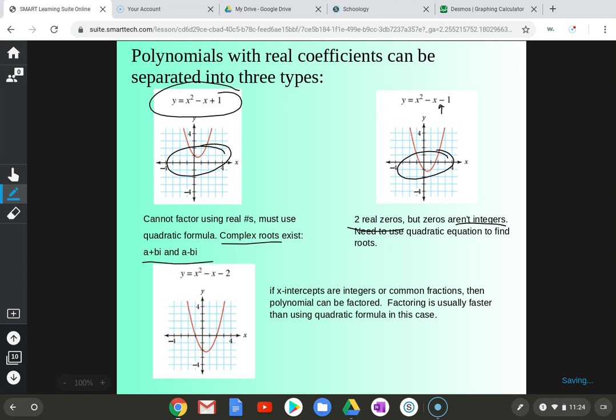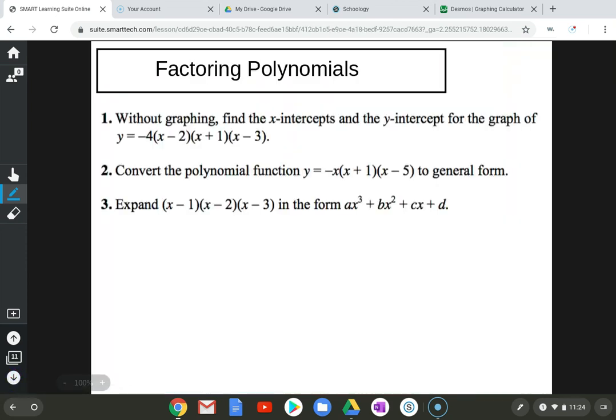By the way, if you have non-real roots or non-integer roots, the easiest way to find those roots is to use the quadratic formula. And then, of course, if you have 2 real integer roots, then factoring is always fastest. That's why we say factoring is our friend. Yay, factoring. Okay. All right, so quick review, and then we're done with this lesson.